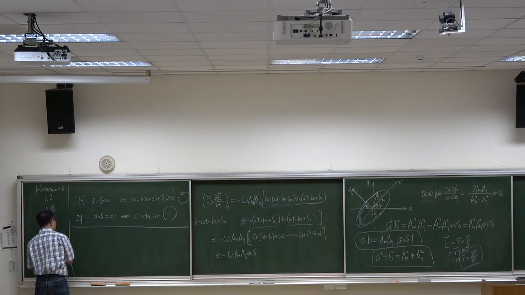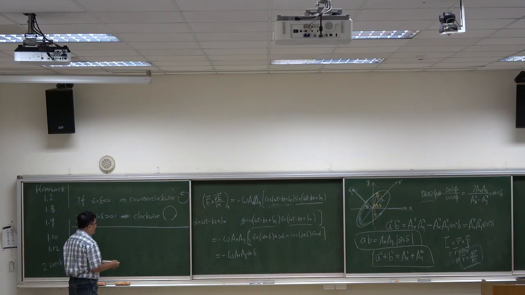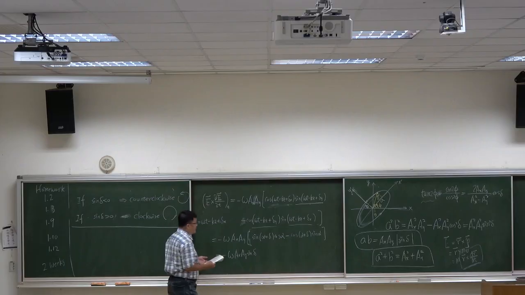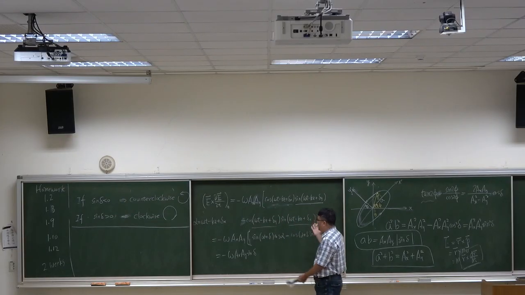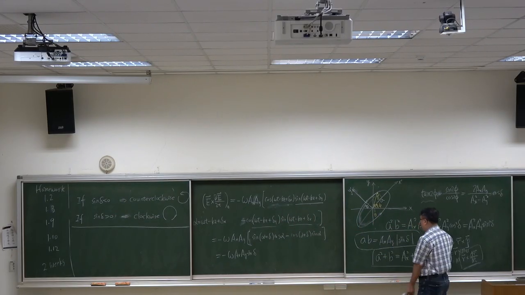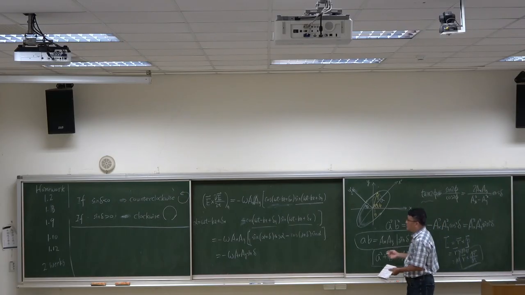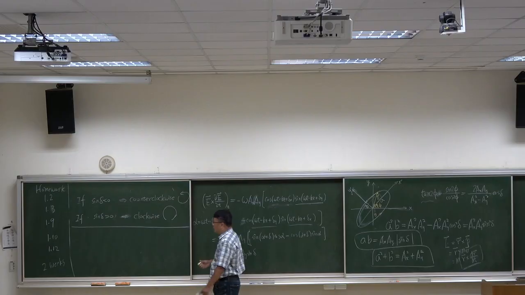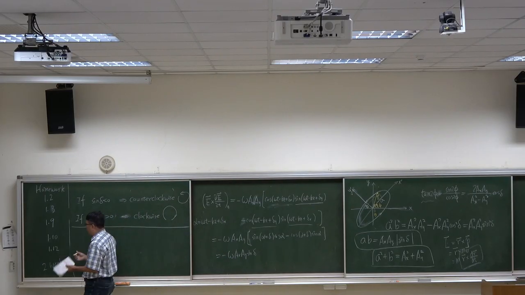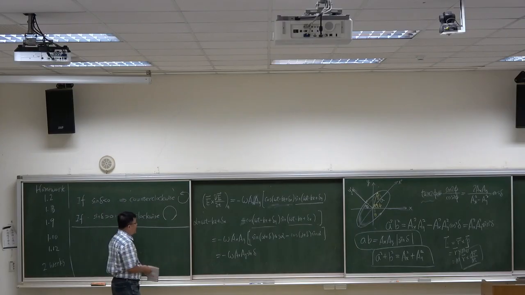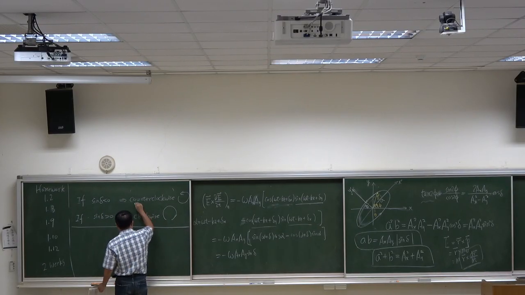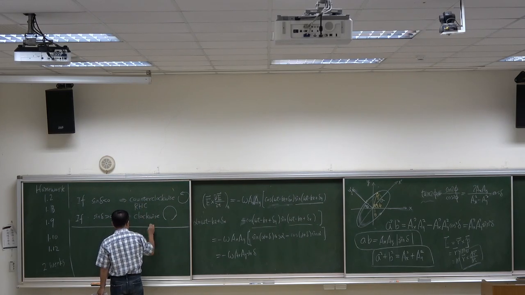We discussed three kinds of polarization state. The most general one is the so-called elliptic polarization. And then we have linear polarization, and we also have so-called circular polarization. Circular polarization: we have right-hand circular polarization and left-hand circular polarization. We call this counterclockwise the right-hand circular polarization, and clockwise is left-hand circular polarization.